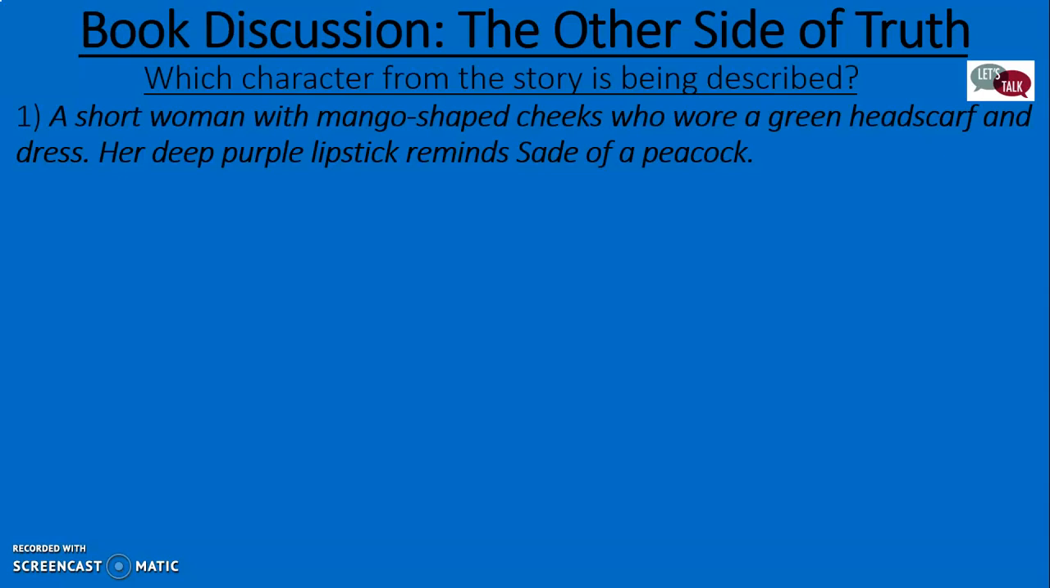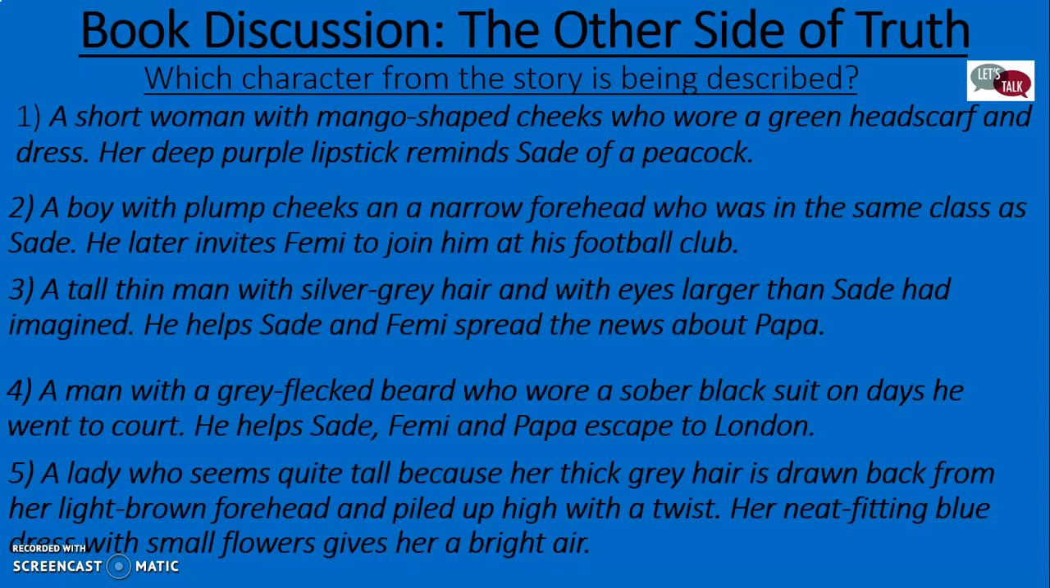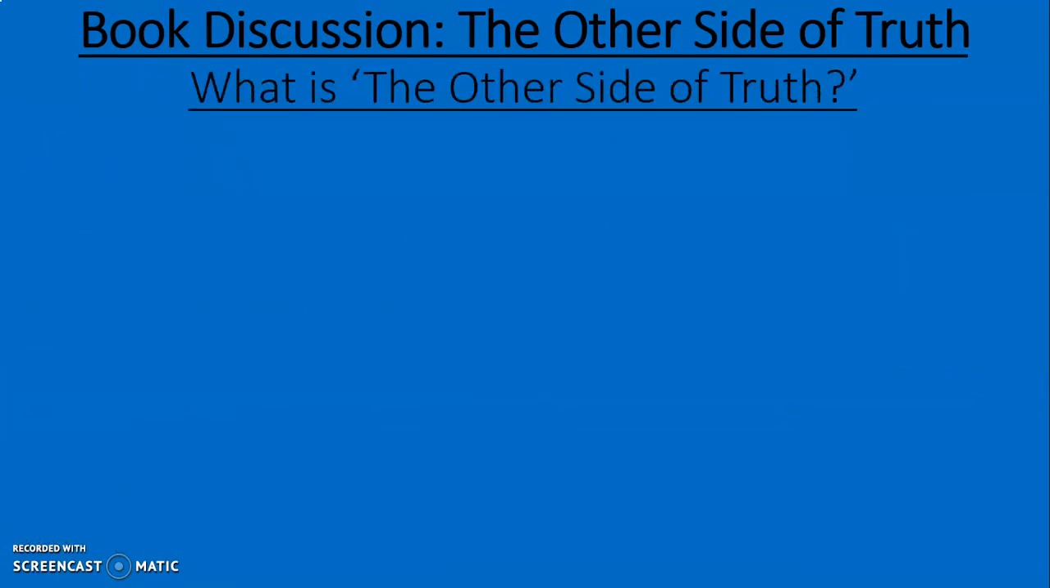Here are the answers. Description 1 was describing Mrs. Bankole. Description 2 was describing Kevin Graham. Description 3 was describing Mr. 7 O'Clock News. Description 4, that was describing Uncle Tunde. And description 5 was a description of Aunt Gracie.